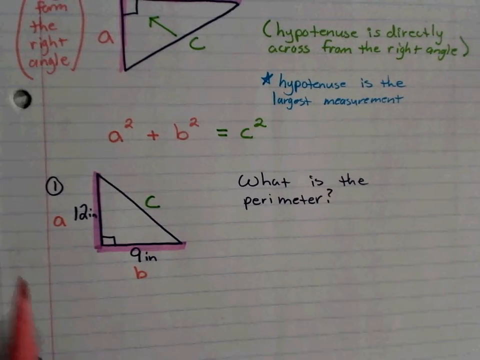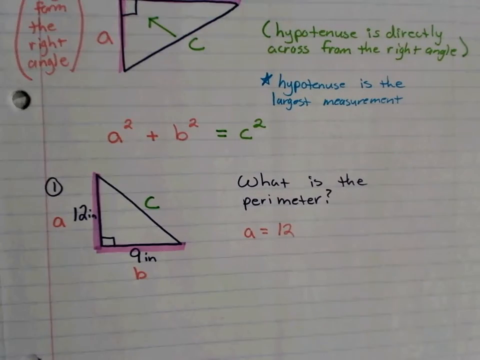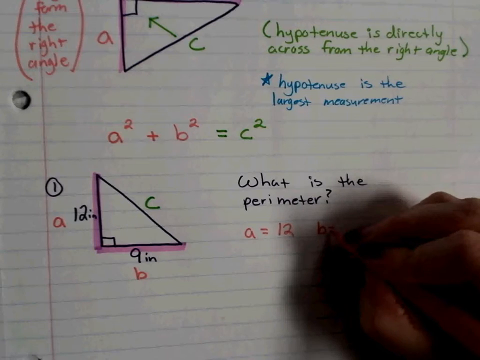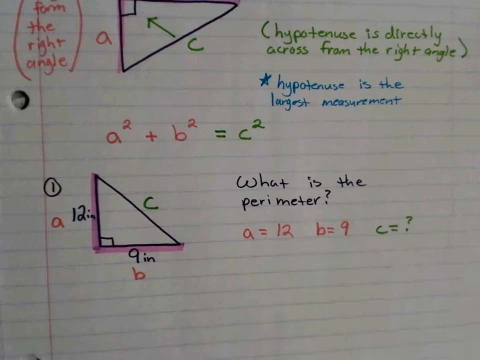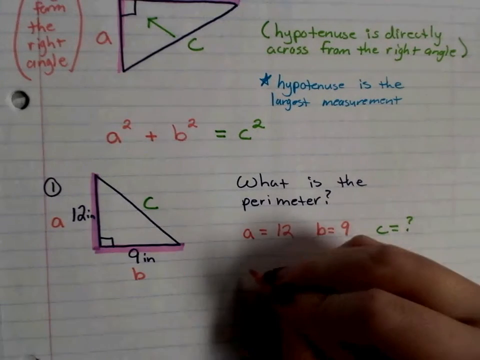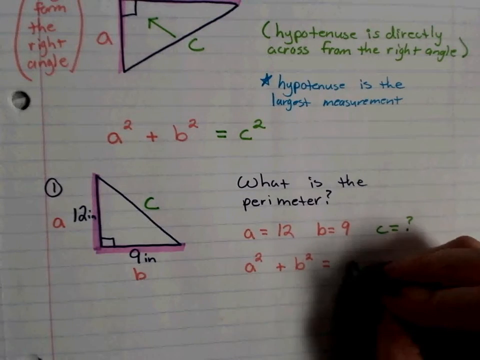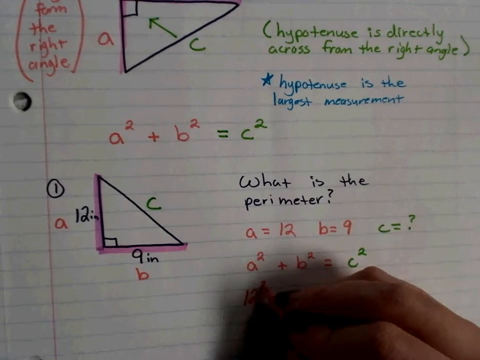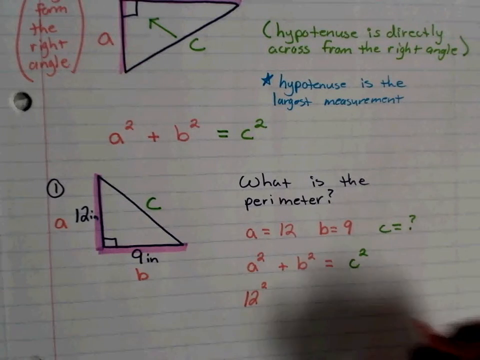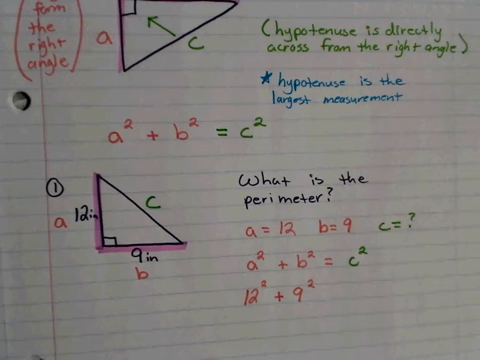Okay, so I know that A is going to be equal to 12. That B is going to be equal to 9. And C is the value that is missing. So now we just plug it into our formula. We've got the A squared plus B squared is equal to C squared. So instead of A squared, we're going to put 12 squared. Instead of B squared, we're going to put 9 squared. And then that's still set equal to C squared.